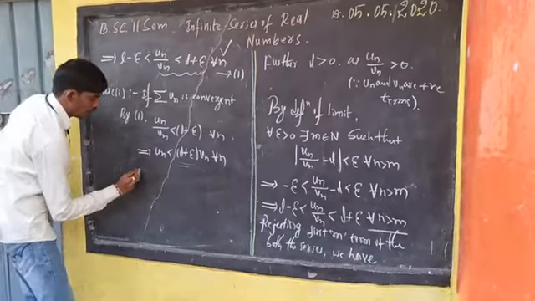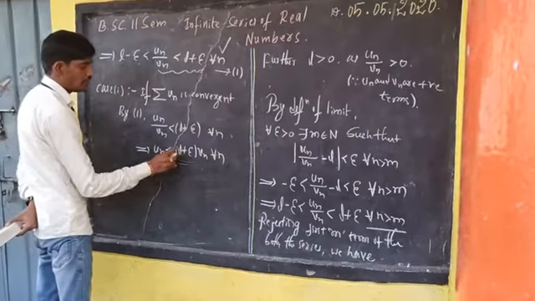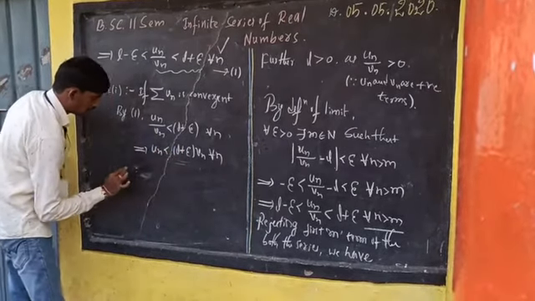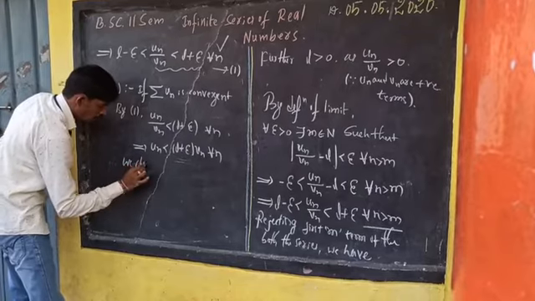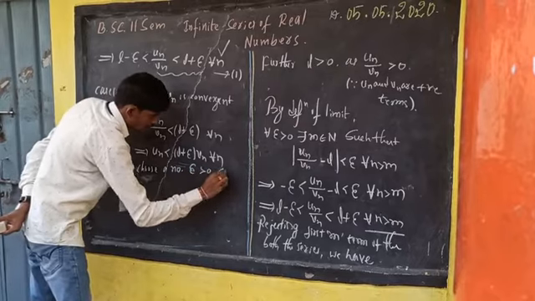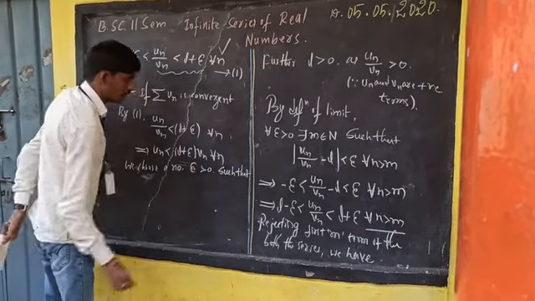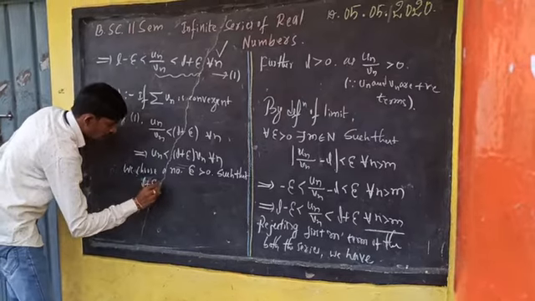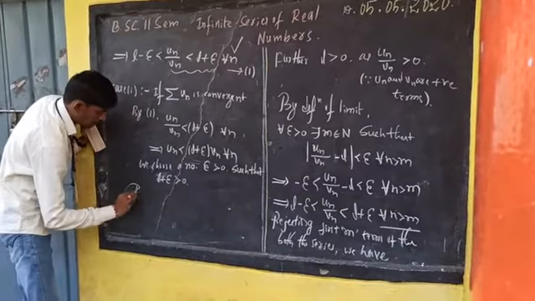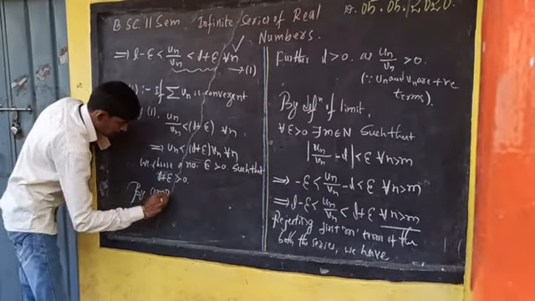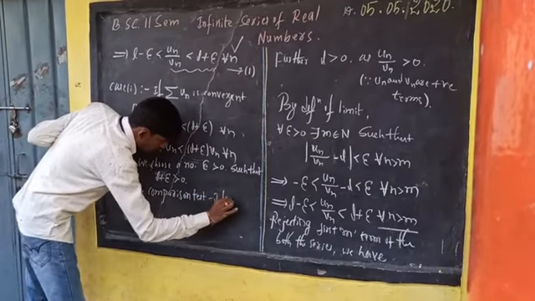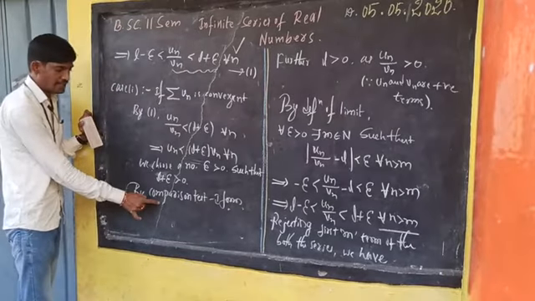Which implies un is less than L plus epsilon into vn, just by cross multiplication. What is the meaning of L plus epsilon here? We choose a number epsilon greater than 0 such that L plus epsilon is greater than 0. Then apply the comparison test, first form. What is the statement of the comparison test first form?